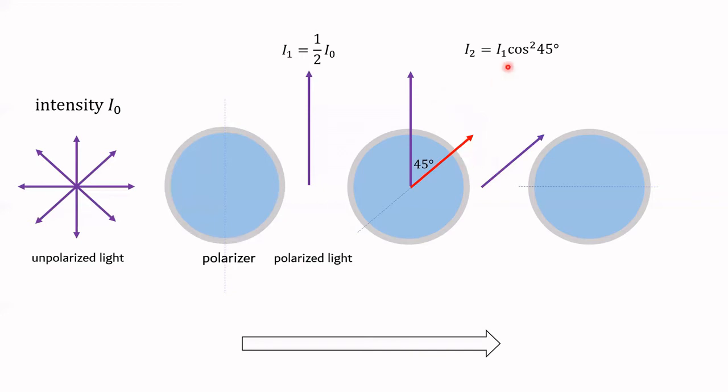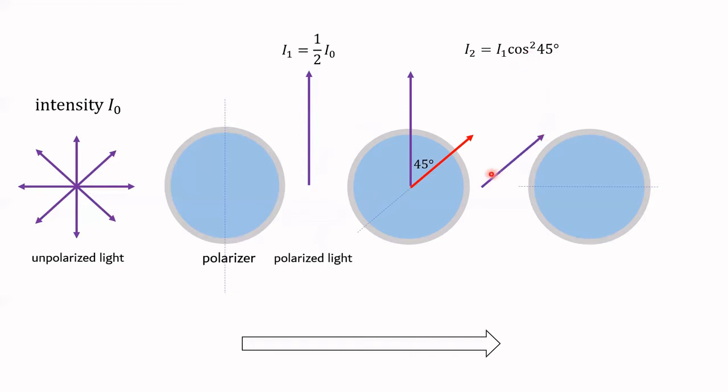Malus's law tells us that the intensity coming out is the intensity that went in, that's I1, times the square of the cosine of the angle. Again, the angle being that between the incident electric field and the axis of the filter. That angle is 45, so I multiply by the square of the cosine of 45. You with me so far?